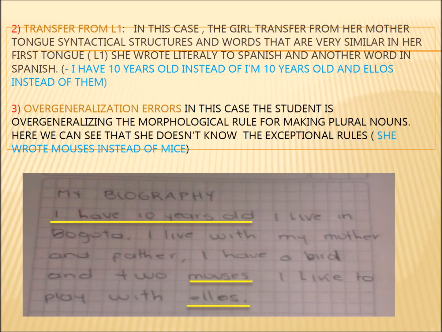The term overgeneralization is more often used in connection with language acquisition by children. Overgeneralization errors: in this case, the student is generalizing the morphological rule for making plural nouns. Here we can see that she doesn't know the exceptional rules. He wrote "mouses" instead of "mice."